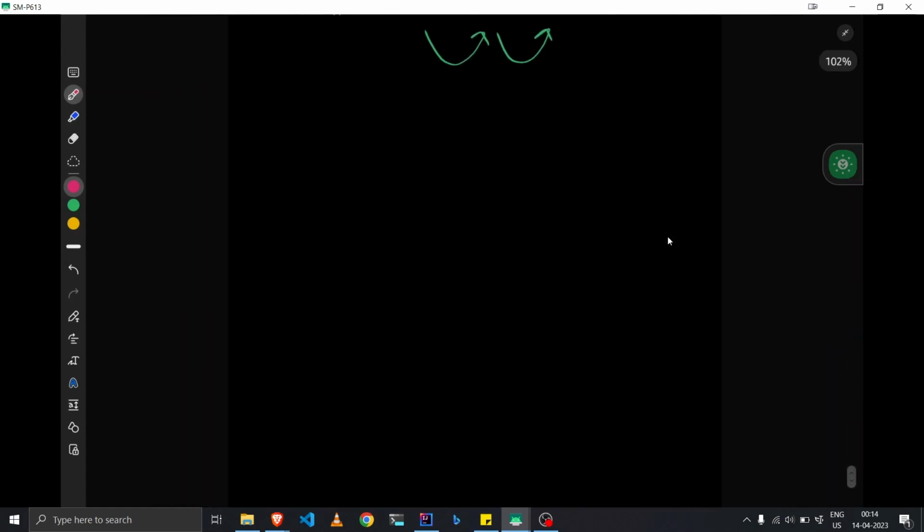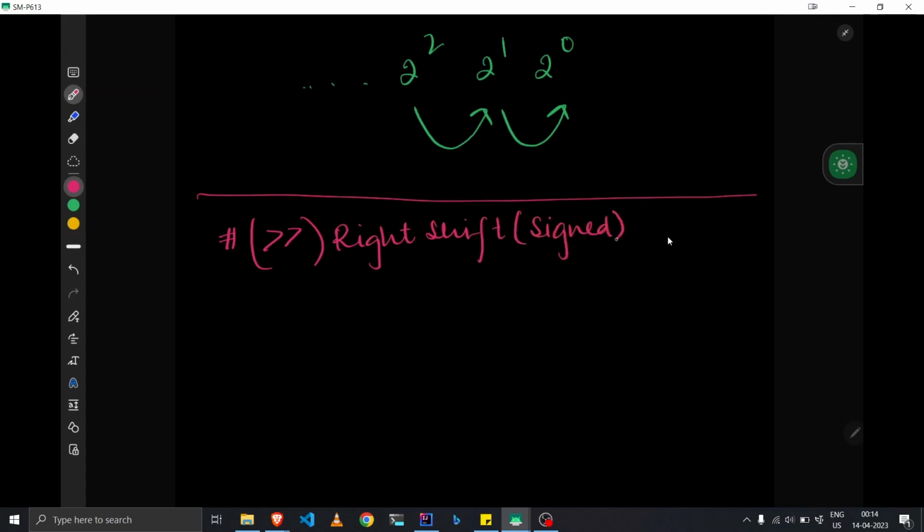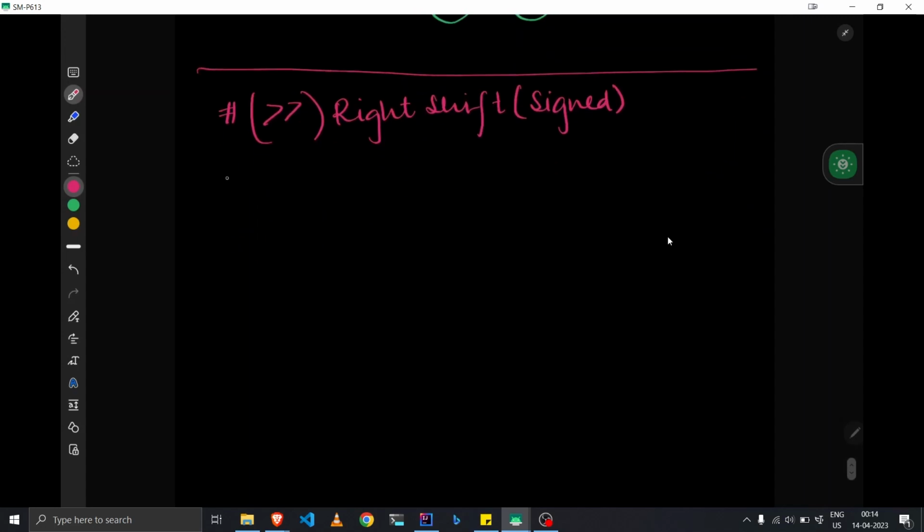So we just saw the right shift, okay? So the right shift is two arrows towards the right, right? This is also called signed shift, right? Okay, so basically the sign is maintained here. But for unsigned we have three right arrows. Okay, so we have an unsigned right shift as well.